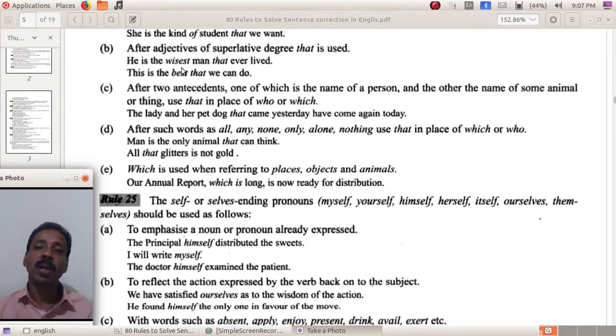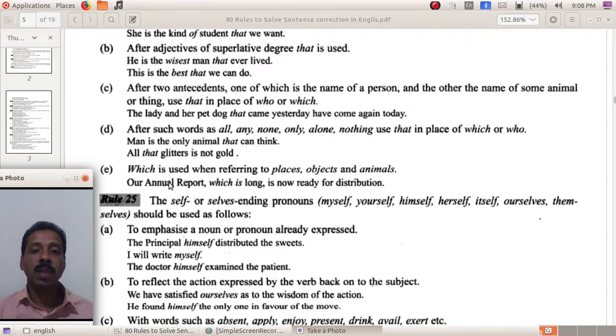So normally, we know that if you refer to people, we have to use who. Okay, that we are familiar with. But this one also you have to keep in mind. If the noun refers to a class or a type, that is to be used. Then, after two antecedents, one of which is the name of a person and the other the name of some animal or thing, use that instead of who or which.